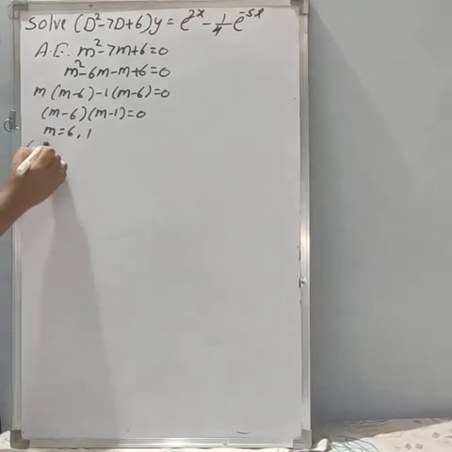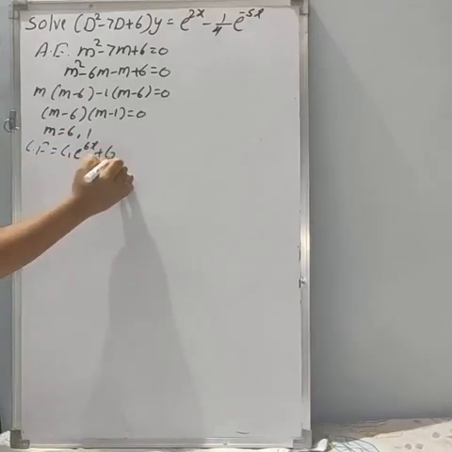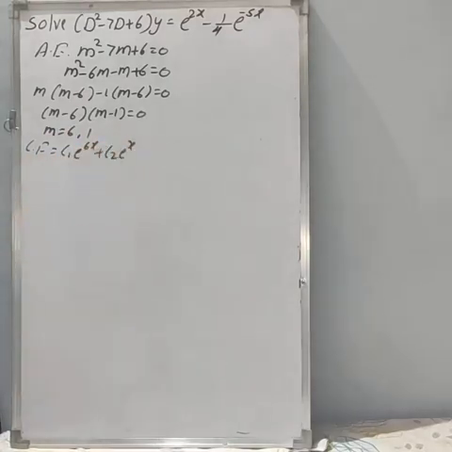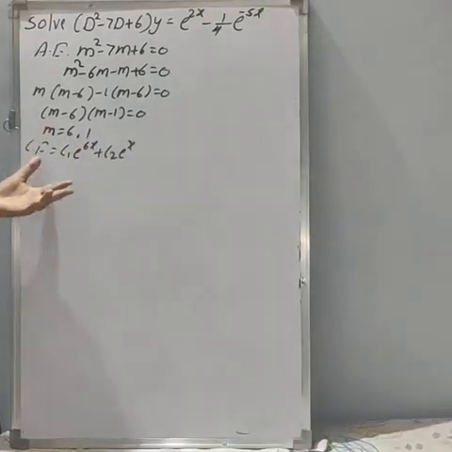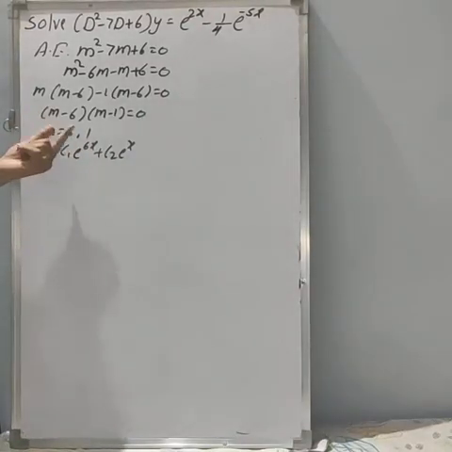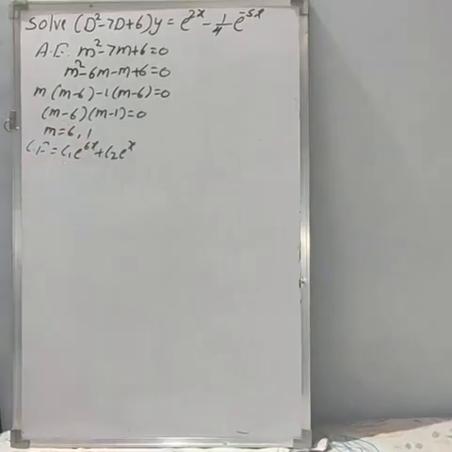So the complementary function you will get is c1 e to the power of 6x plus c2 e to the power of 1 into x, that is x. Or you can write first c1 e to the power of x plus c2 e to the power of 6x. There is no change, because whether you take this root first or that root first, you will get the same answer. Only the constants differ.